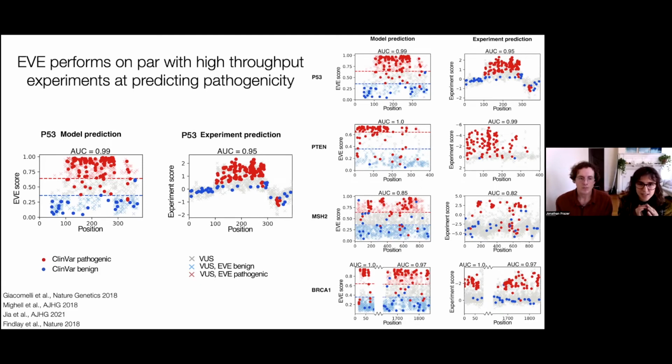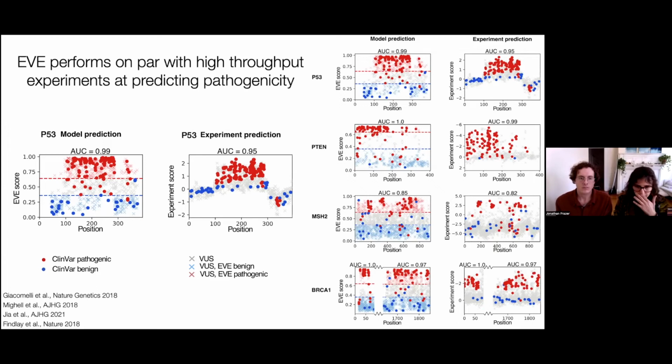And I think that this is something that we're really excited about, because it basically says that evolutionary information can be used in a very similar way to how high-throughput functional assays are used currently for variant annotation. And these are very complementary, independent sources of evidence, and therefore they can be used together and build on each other. I think that this is really exciting and something very important for us.